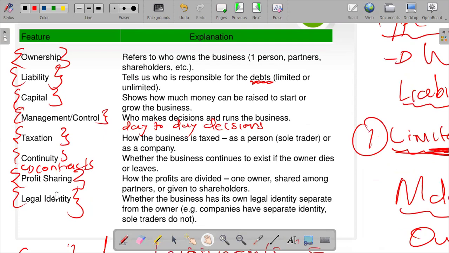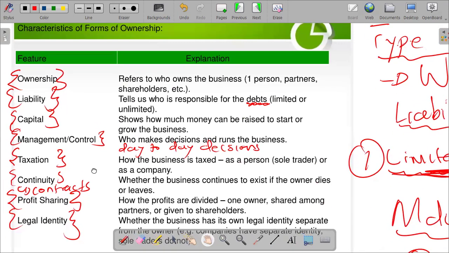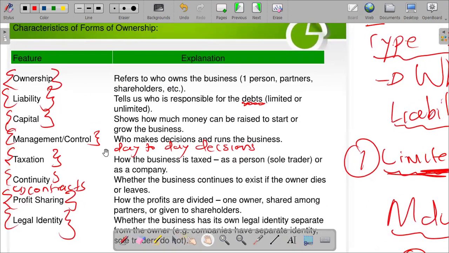Profit sharing, how the profits will be shared. Remember, profit sharing is not the same as salaries or wages. And then legal entity, if the business happens to go to court. So these are the characteristics of the forms of ownership.